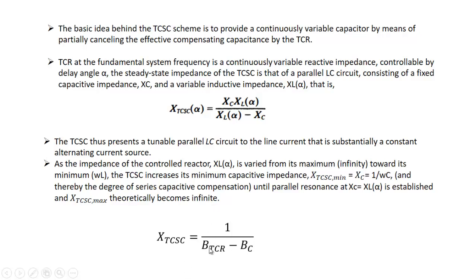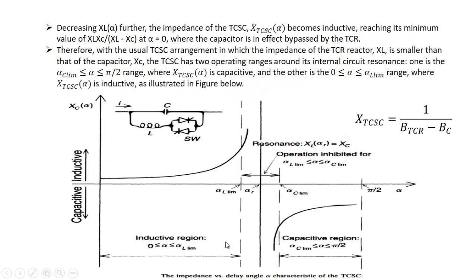So from BTCR equal to 0 to BTCR slightly less than BC, the reactance of this system will be capacitive in nature. Now, when alpha is decreased beyond the value at which BTCR is equal to BC, this BTCR will now increase as alpha is decreased. When it is increased, it will be greater than BC and it becomes inductive.